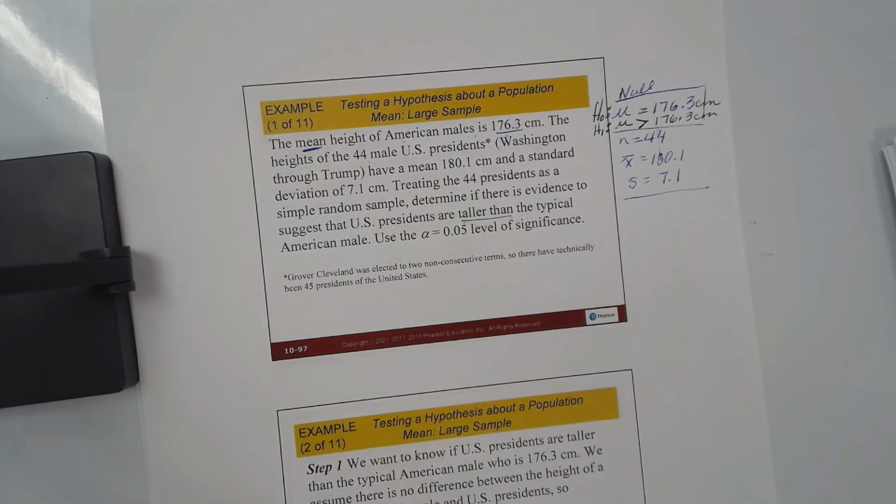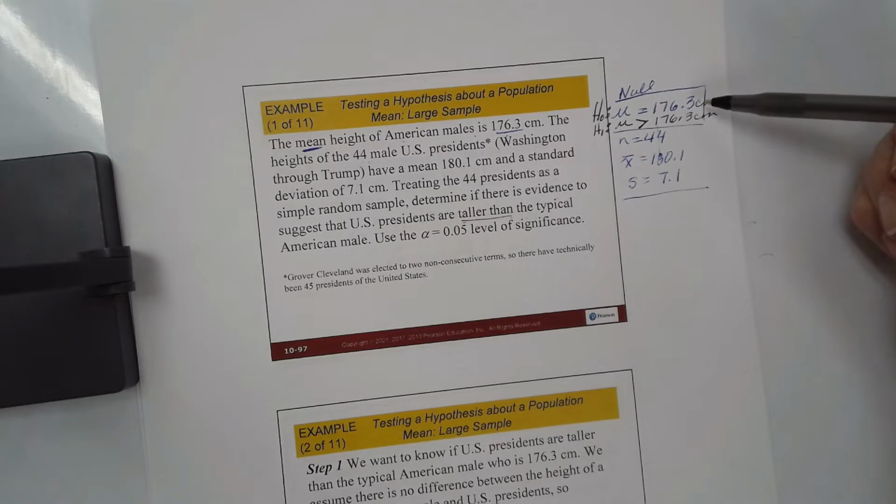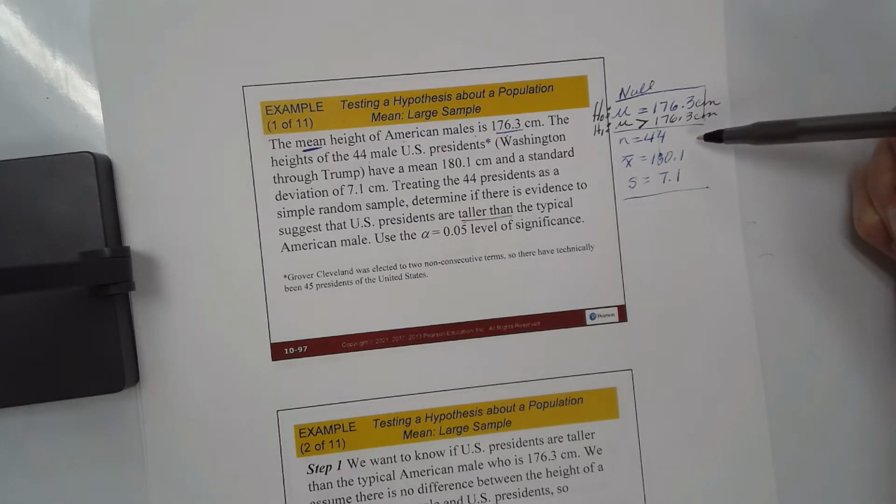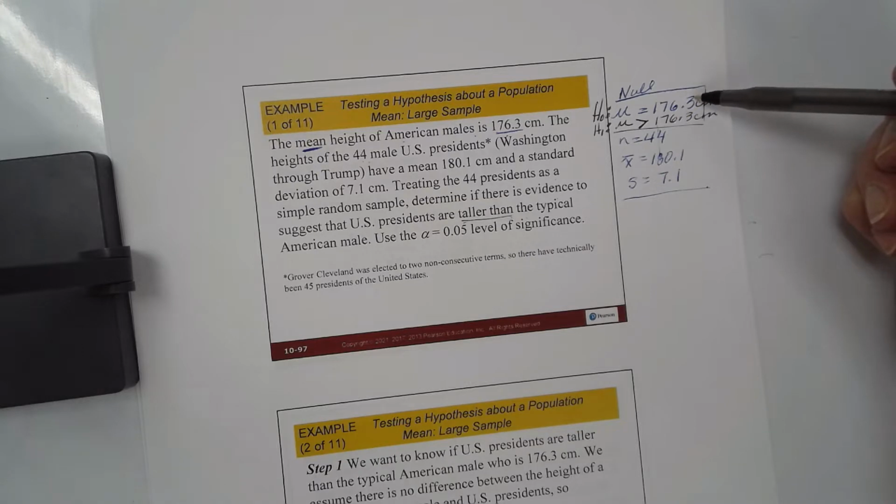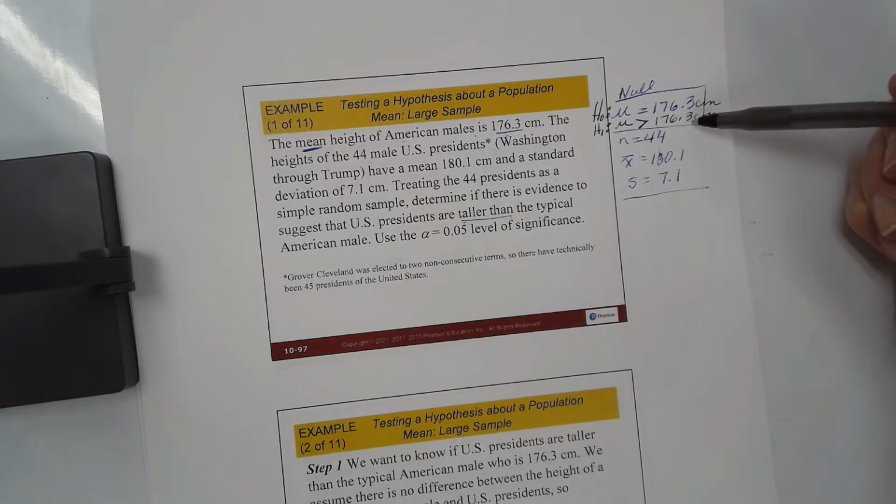Okay? So we're trying to determine if U.S. presidents are taller than. So if I can reject this null hypothesis, then that means U.S. presidents are taller. If I do not reject it, then I say I don't have sufficient evidence to say that the presidents are taller than the average American.